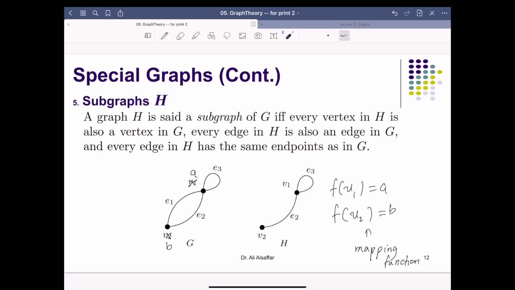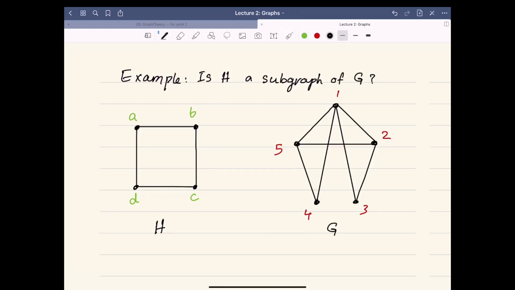Let's go for one more example. Here is an example. The question says, is H a subgraph of G? This is H and this is G. If you want to say yes, then you have to show me where it is. Where is H in G? And you know, the eye sometimes cannot tell where H is in the graph. By trial and error, you need to match the vertices to the vertices we have on the original graph.